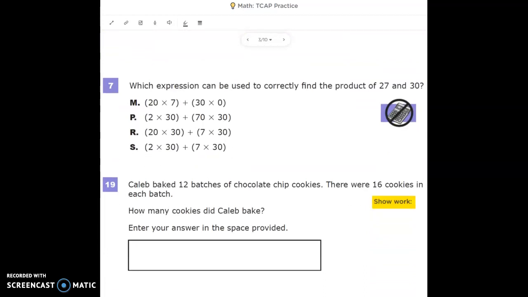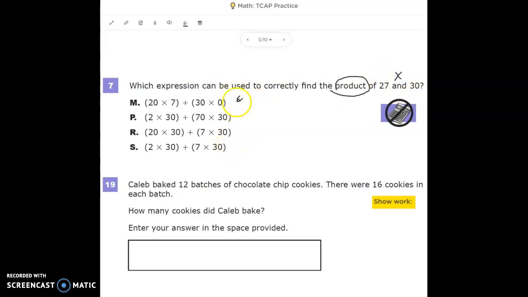This was one of the harder questions on this example sheet here for practice. So number 7 on your answer document. Which expression can be used to correctly find the product of 27 and 30? Well, we know that this word product means multiplication. So this is saying what is 27 times 30.